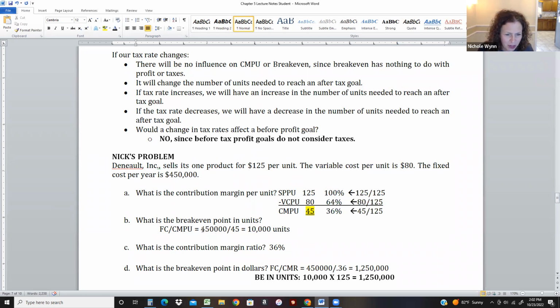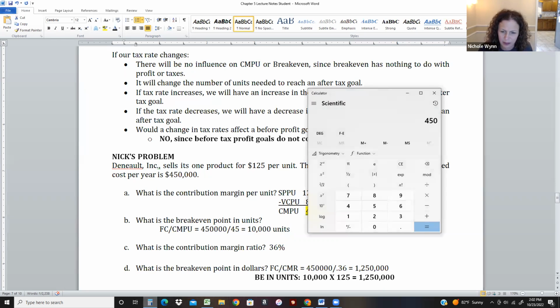So my break even in units is fixed cost of 450,000 divided by my CMPU of 45. My contribution margin ratio is 36%. And so to find my break even in units, I got 10,000, but in dollars, I can just take the 10,000 times 125 each, and I got 1,250,000. But because I have the CMR, I can also take fixed cost divided by CMR. So I can take 450,000 divided by 0.36. And I got 1,250,000.